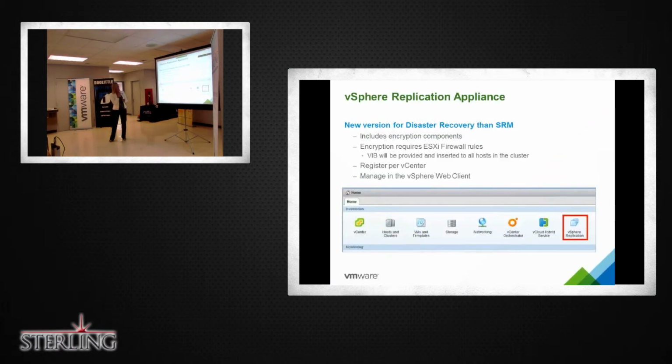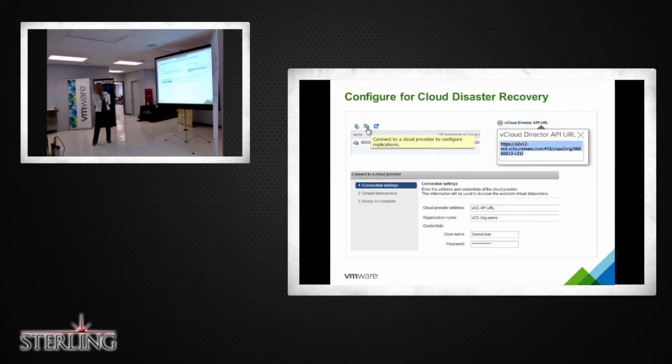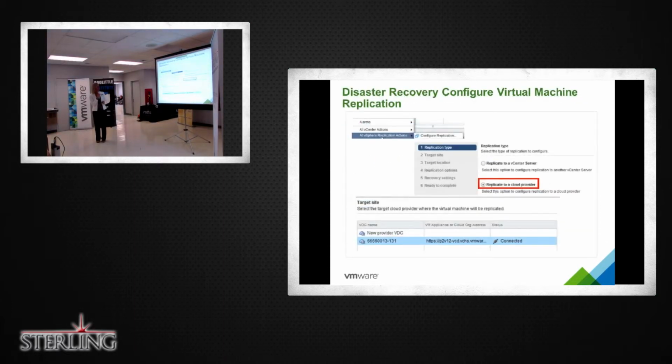I'm not sure if you want me to go into setting it up, but we'll look through these quickly. Here's your addition of the cloud up there, a little cute cloud that tells you that you're actually enabled. There's a recovery network and a test network, so you can test your configuration. If you see here, you can replicate to your vCenter Server, and you added this button to replicate to the cloud provider. And that's the difference. It's the same tool set that you use.